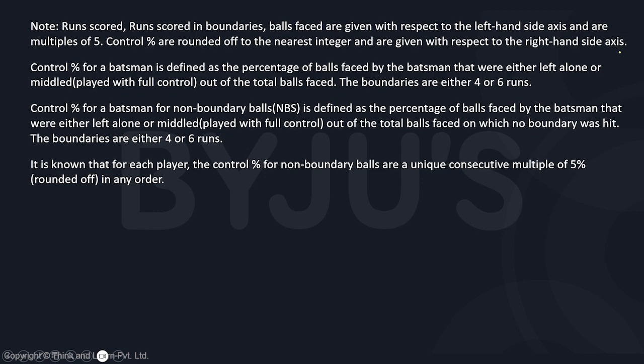Now, what is control percentage? Control percentage for a batsman is defined as the percentage of balls faced by the batsman that were either left alone or middled, played with full control. That means out of the total balls faced. The boundaries are either 4 or 6 runs. That is another point. Control percentage for a batsman for non-boundary balls, NBS, is defined as the percentage of balls faced by the batsman that were either left alone or middled out of the total balls faced on which no boundary was hit. The boundaries are either 4 or 6 runs for that as well.